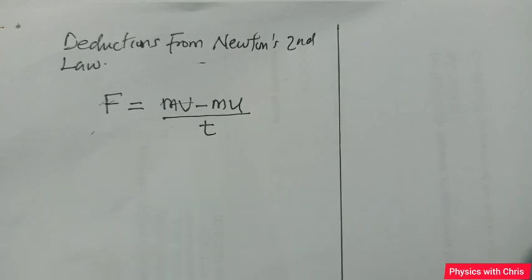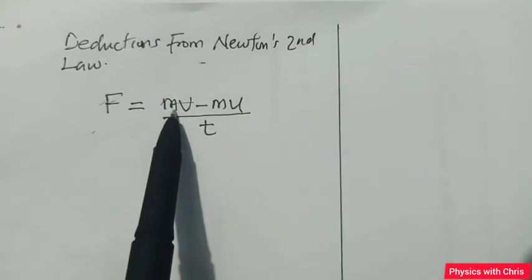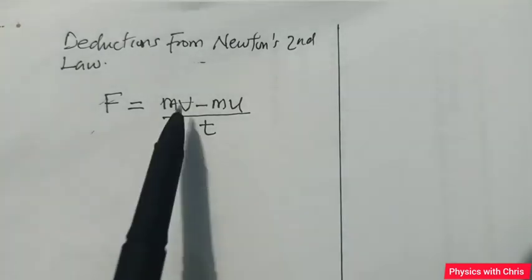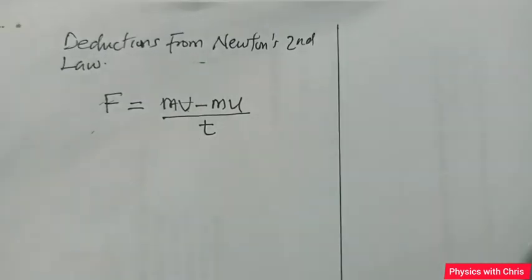Momentum is defined as the product of the mass of the body and its velocity. Why do we call this final momentum? Because this is the final velocity. The mass of the body in this case does not change. And this gives the initial momentum of the body.